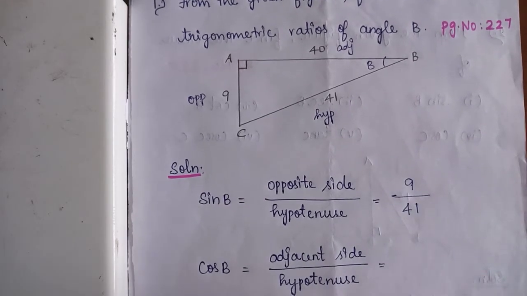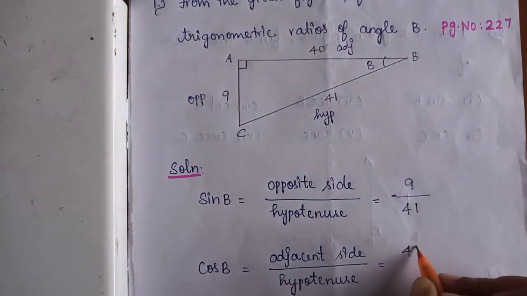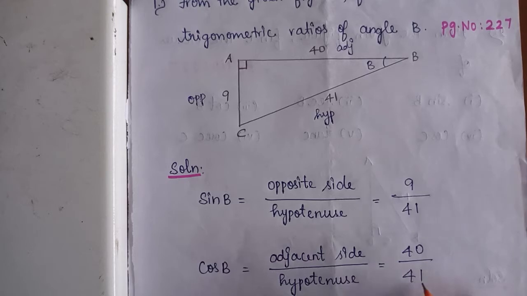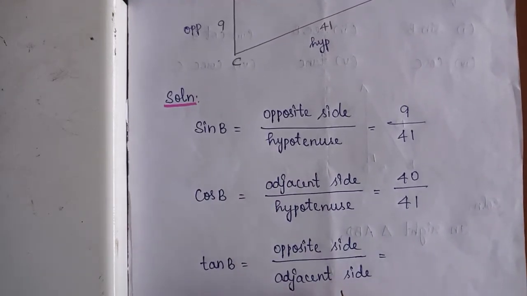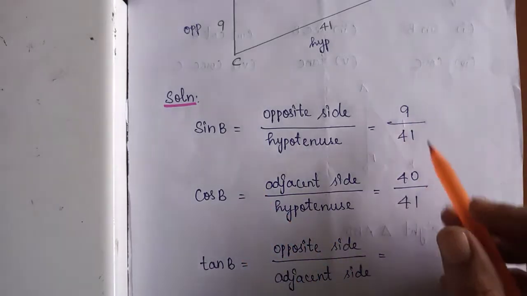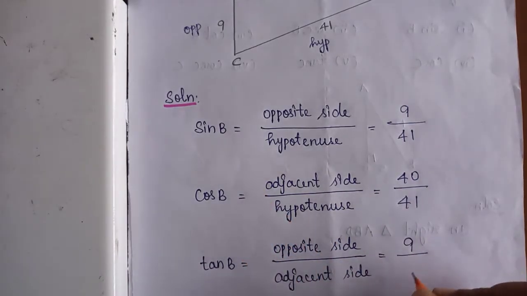Next, cos B is equal to adjacent side by hypotenuse. Your adjacent is 40. So 40 divided by hypotenuse is 41. Then tan B is equal to opposite side by adjacent side, or otherwise sin by cos. So your opposite side is 9 divided by adjacent side is 40.